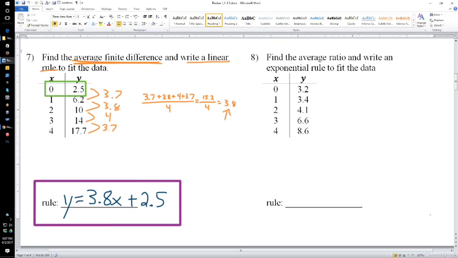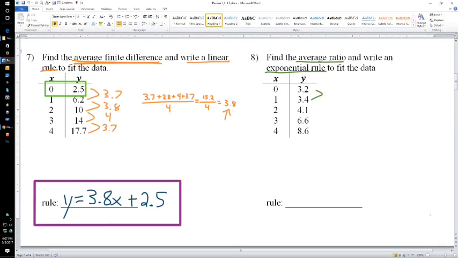All right, letter number 8. Find the average ratio and write an exponential rule to fit the data. So this is the same thing as the other one, but it tells us to find an average ratio and then write an exponential rule. So again, it doesn't matter if it's perfect or not. You divide them and see what you can do.